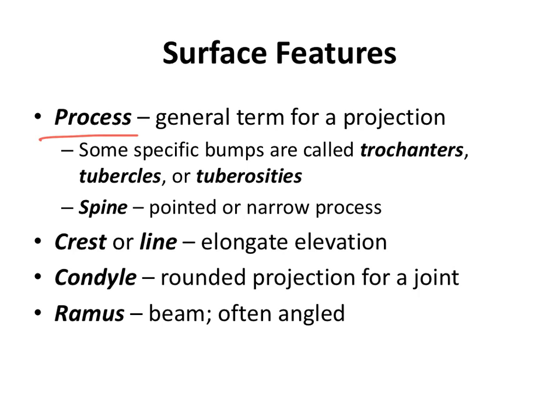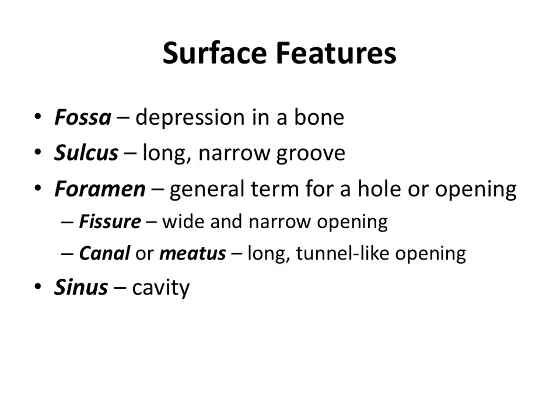The term ramus is a beam, often has an angle to it. You can see the plural of ramus is rami, right? And there's the mandibular ramus, just the beam of bone on either side. There are rami on the pubis as well. Everything on the previous slide was something projecting out and actually made of bone. So to borrow an art term, it was all positive space made of bone. The things here are negative space. It's when you're wearing bone away to make a depression or a hole of some kind.